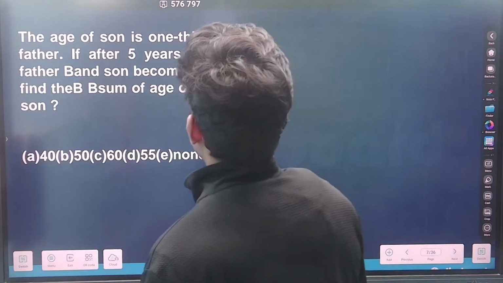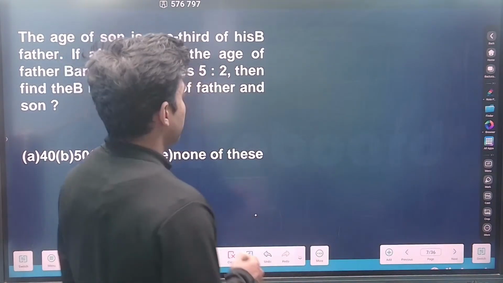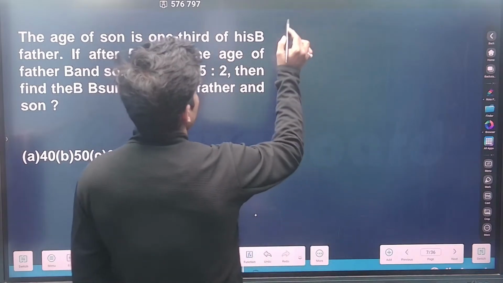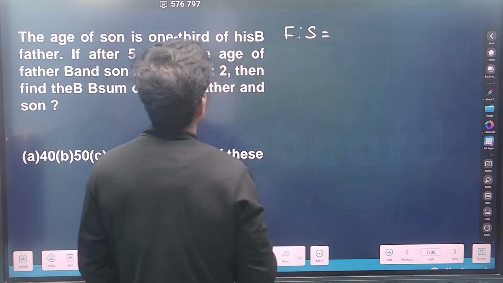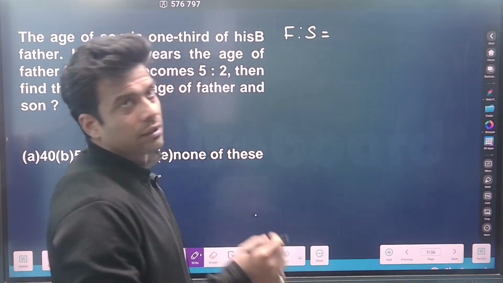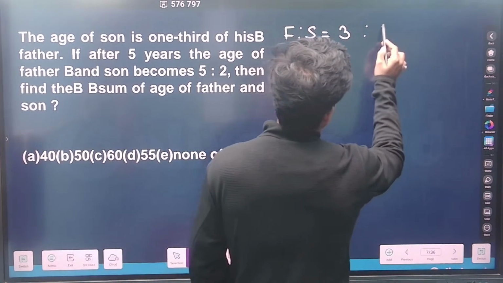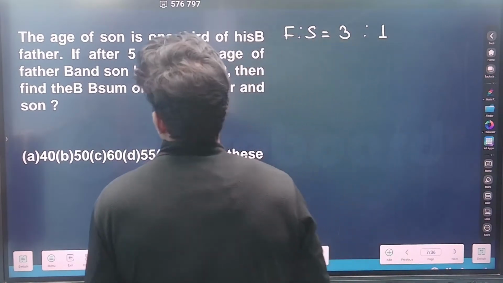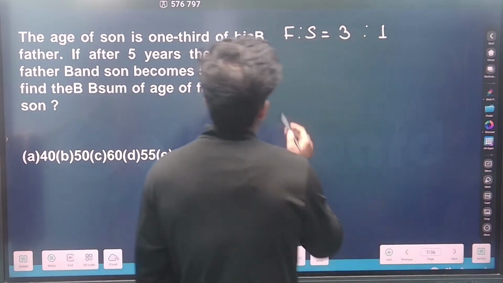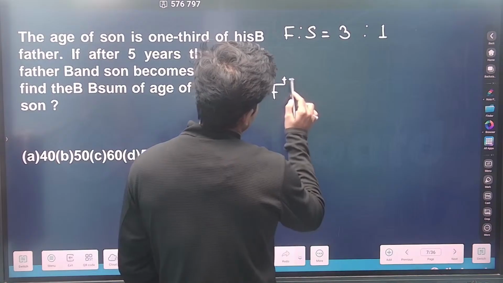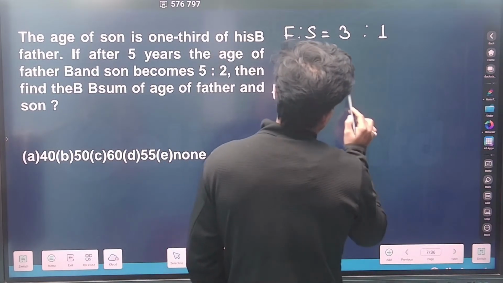The age of the son is 1/3 of his father. If the son's age is 1/3 of the father's, suppose I take the father and son's ages, 1/3 of it would be 1, so 3 is to 1. After 5 years, the ages of father and son become 5 is to 2. So father after 5 years and son after 5 years, the ratio becomes 5 is to 2.